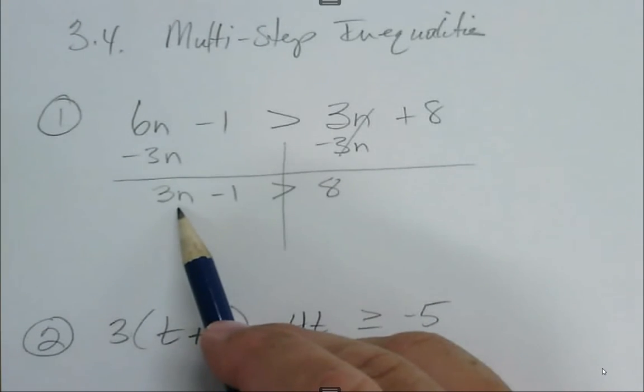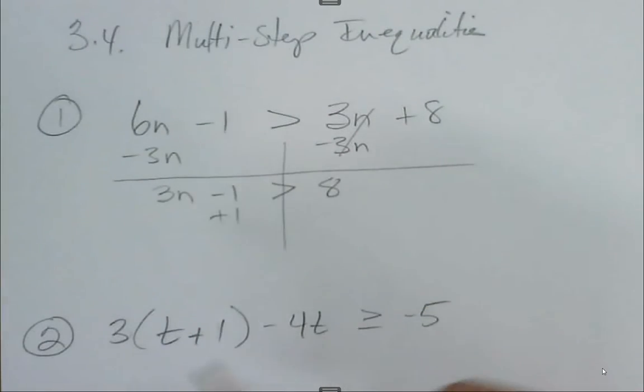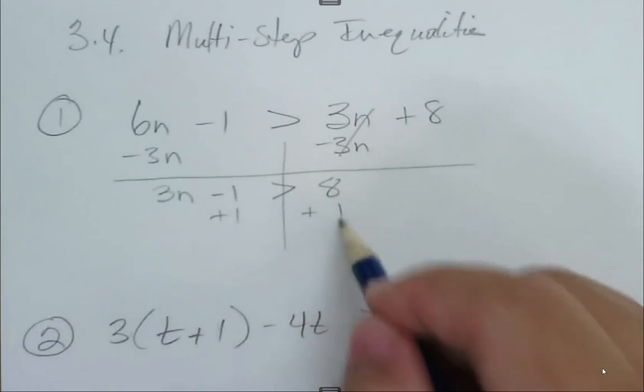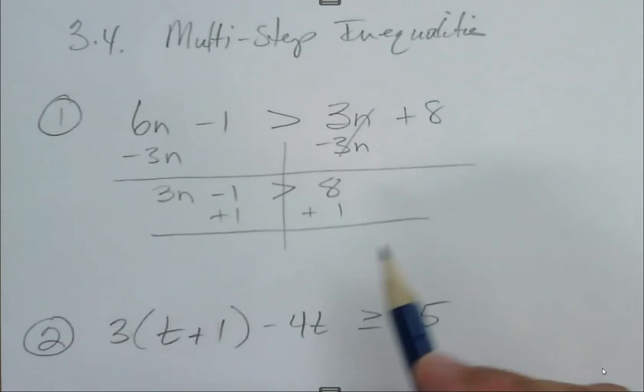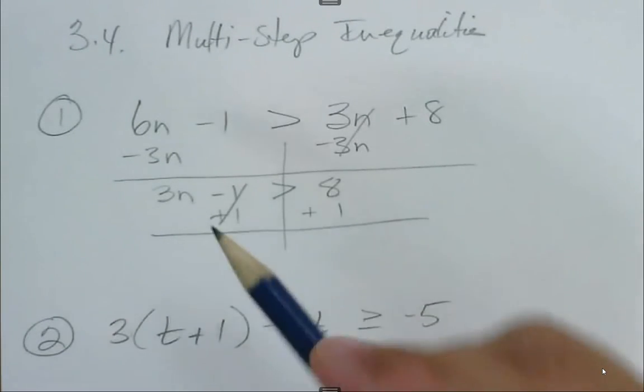Now I need to isolate this 3n by itself on one side. So this goes right back to 2-step inequalities that we had before. So I'm going to add the 1 first. I'm going to do the addition or subtraction first, then worry about the multiplication or division. So there I'm going to add 1 to both sides. Of course, again, this is going to cancel. Negative 1 plus 1 is going to go away.